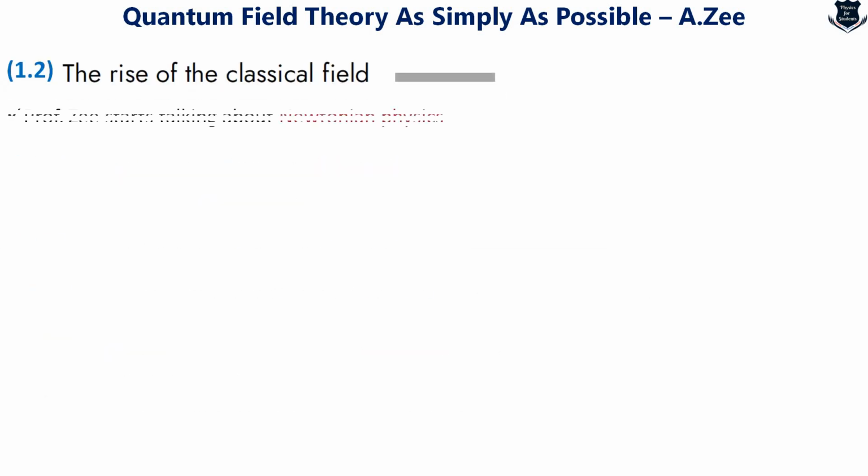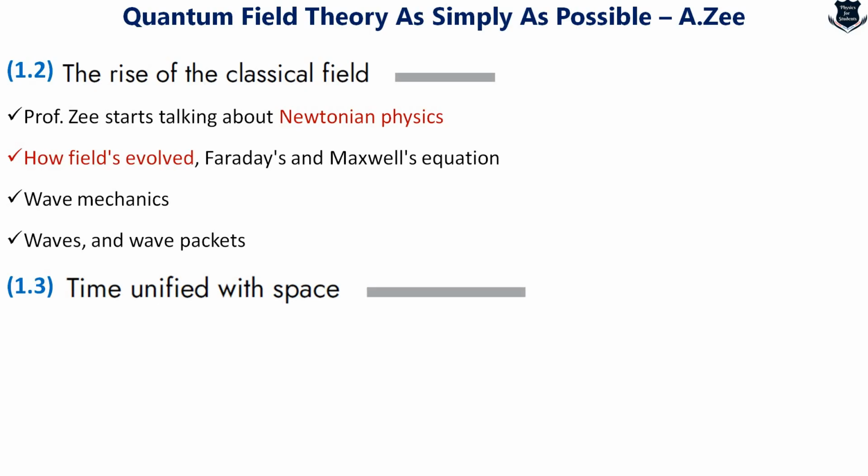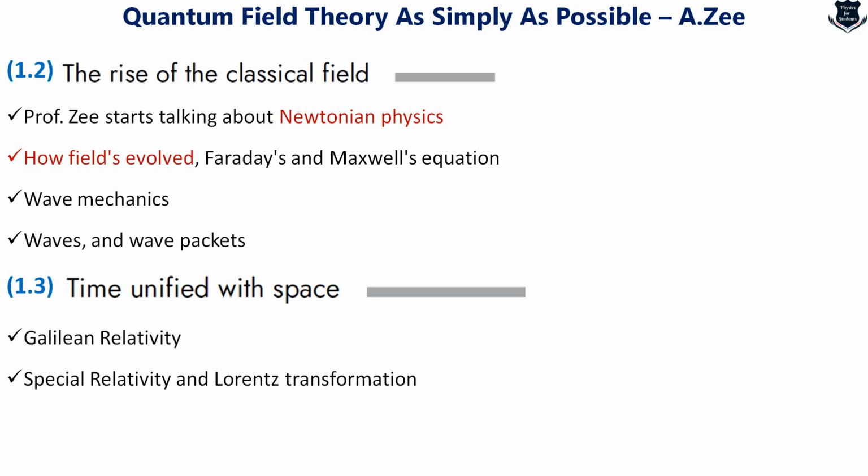Next he moves into the same chapter, 1.2, where he talks about the rise of the classical field. Here he talks about Newtonian physics, how the fields evolve, Faraday's and Maxwell's equations, wave mechanics and wave packets. Further, in 1.3, he talks about time unified with space. Definitely it is important: Galilean relativity, special relativity and Lorentz transformation, and how Einstein united space and time in a space-time diagram. So remember, we are talking about QFT, where gravity is not taken into account, so he restricts himself only to the unified version of time and space in terms of special relativity.